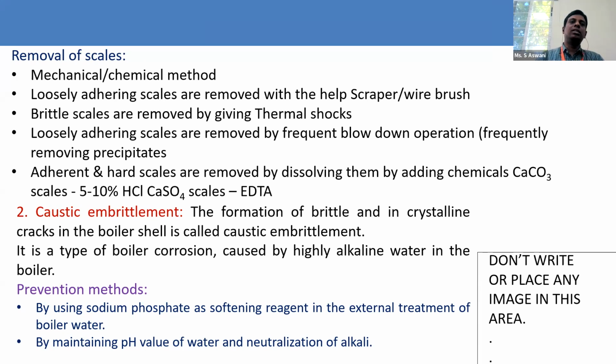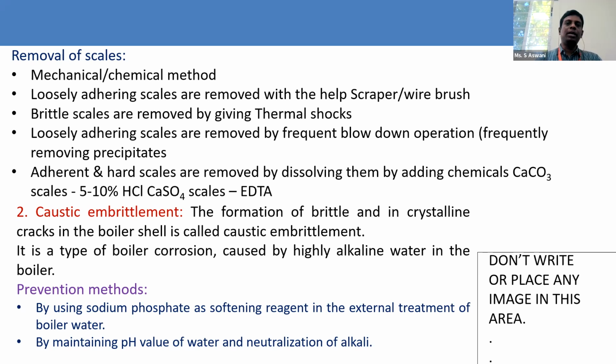It also causes corrosion of the boiler. This is caused by highly alkaline water. If your water is highly alkaline, more than 9 or 10 ppm, it may cause this caustic embrittlement problem. There are some methods too. Using sodium phosphate is one prevention method.